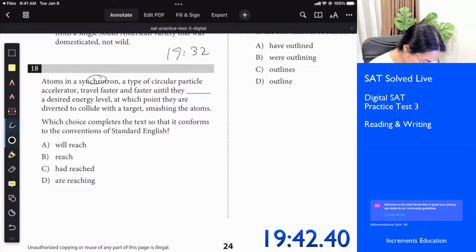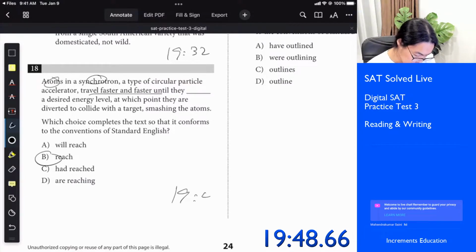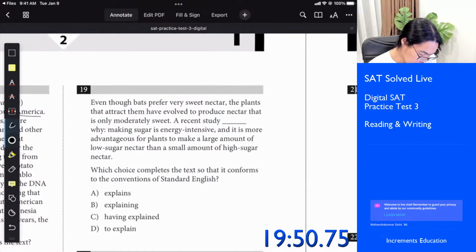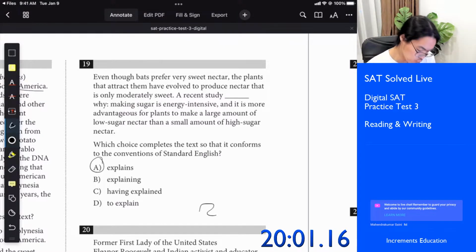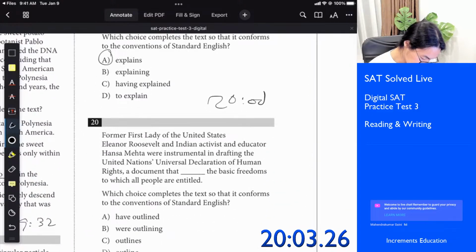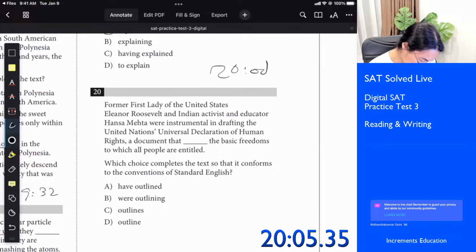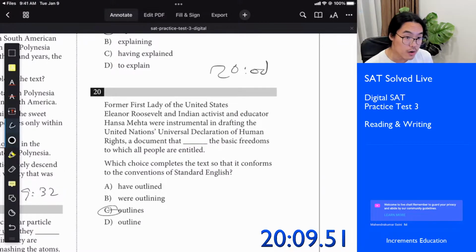Synchrotron atoms faster until they reach. We're on grammar. Yay, grammar. Something easy for me now. I was struggling. Even though bats prefer very sweet nectar, plants that attract them have evolved to produce nectar that's only moderately sweet. A recent study explains why. Yup. 2-1-T. Former First Lady were instrumental drafting a document that outlines.